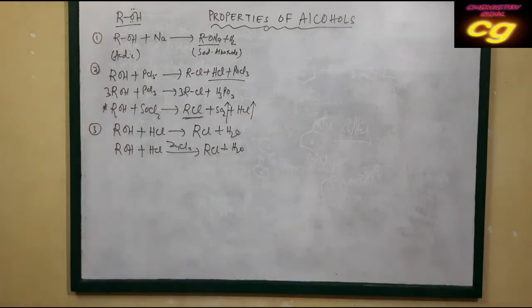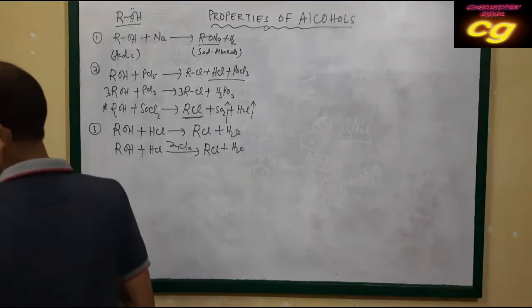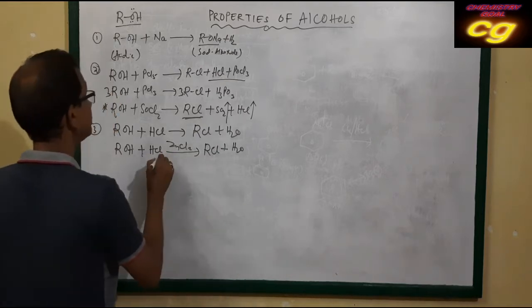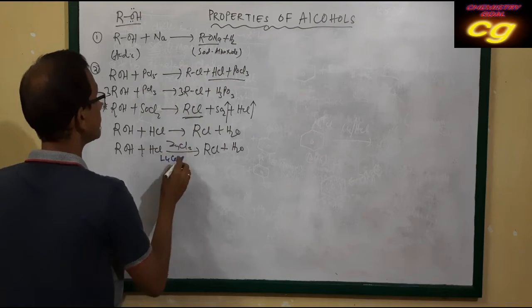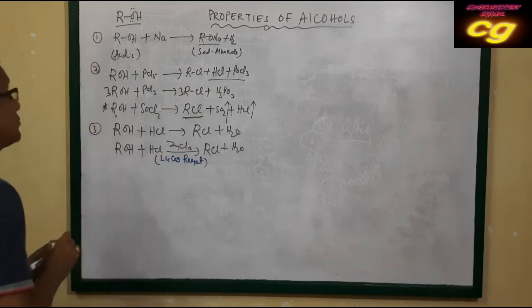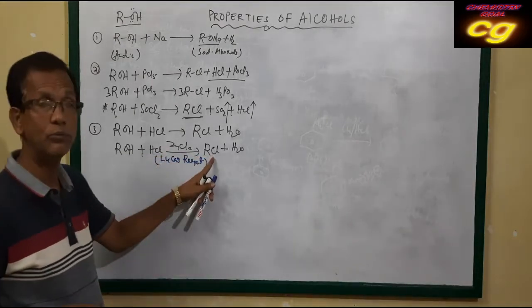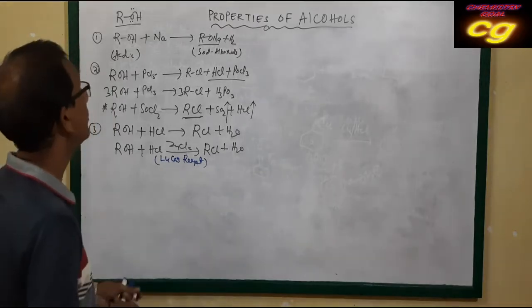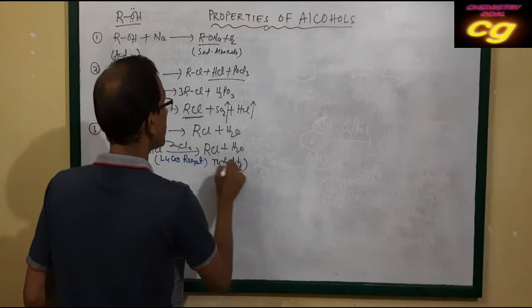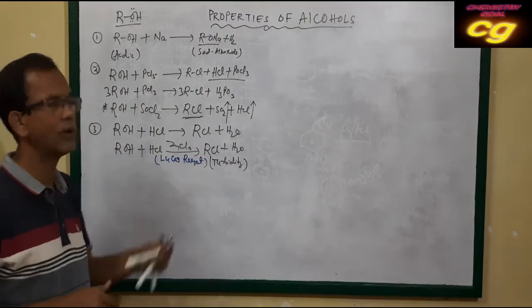This is called Lucas reagent. When alcohol reacts with concentrated HCl and zinc chloride forming haloalkane, it is observed as turbidity. Turbidity means a white appearance in the solution, which indicates the formation of haloalkane.